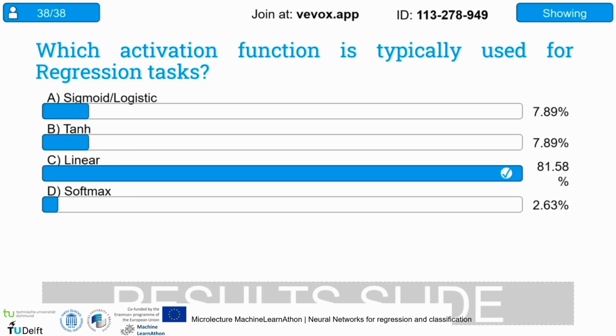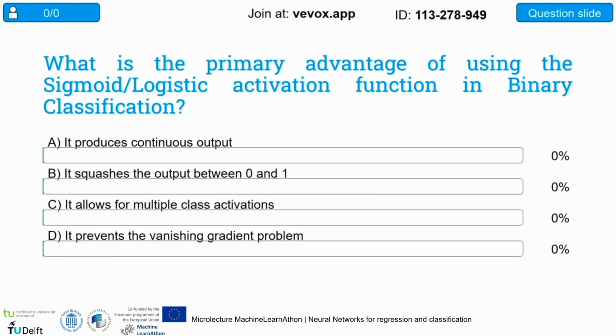Linear. Yes, indeed. So we see that indeed. And for the output of the regression task, we typically just want to have this combination of the outcomes of the last hidden layer, which is indeed fulfilled by the linear function. So the sigmoid or logistic and the tanh function you would typically find in classification tasks, as well as softmax for the multi-class classification.